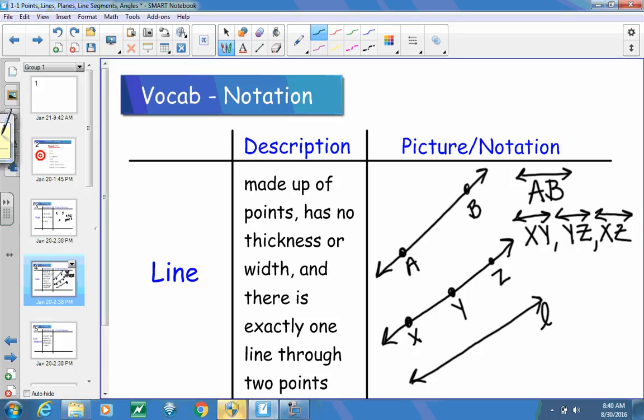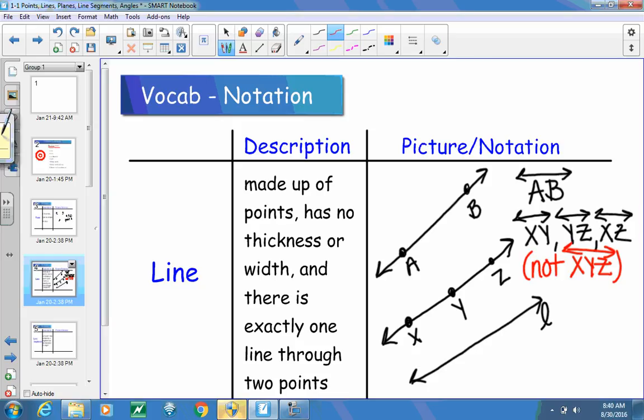So there's 3 different ways. One we do not want to do here is we do not want to use all 3 letters. So we are not saying that this is line XYZ. And we'll get into that a little bit more in a little bit, more so with the idea once you start working with segments. If you're doing it this way, you can be confused with a plane. So we just don't want to use 3 letters. We only want to choose 2 of them.